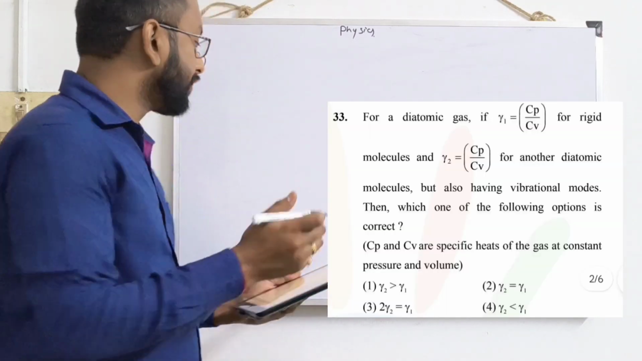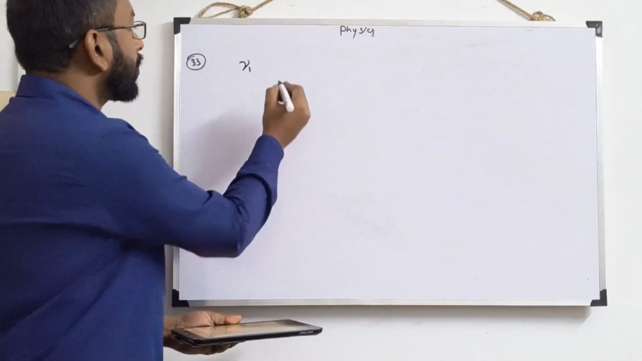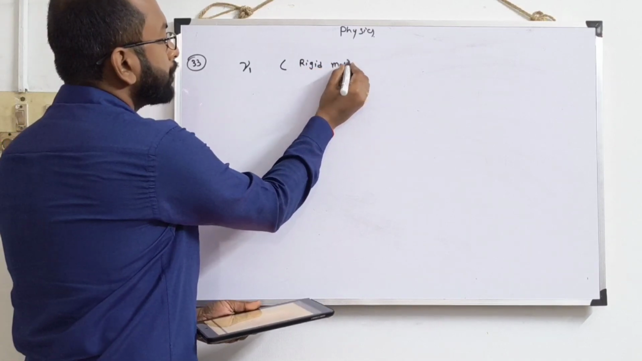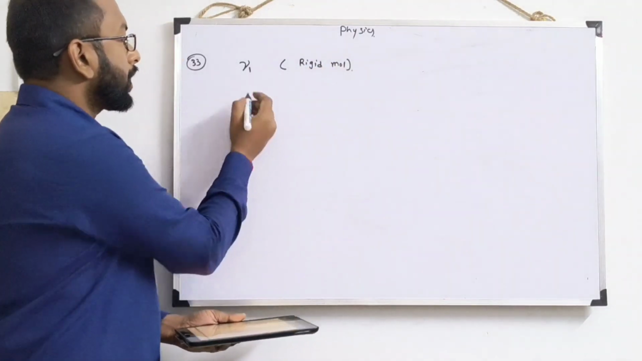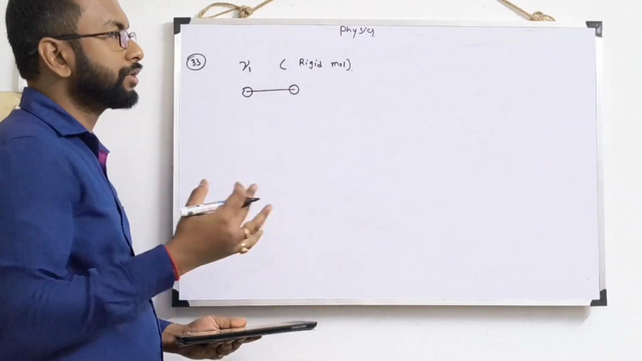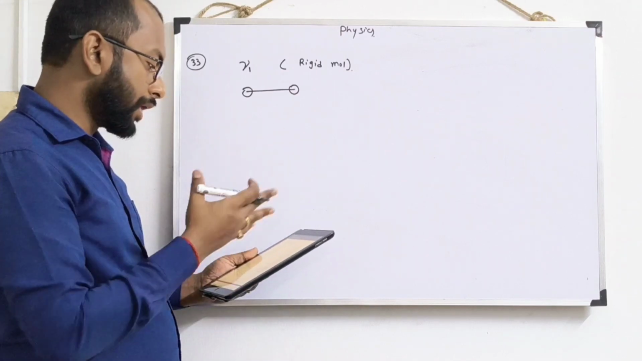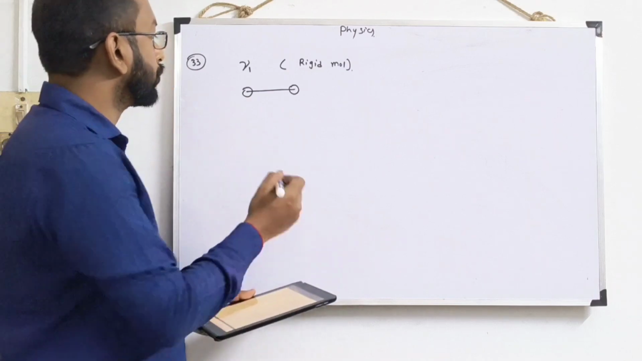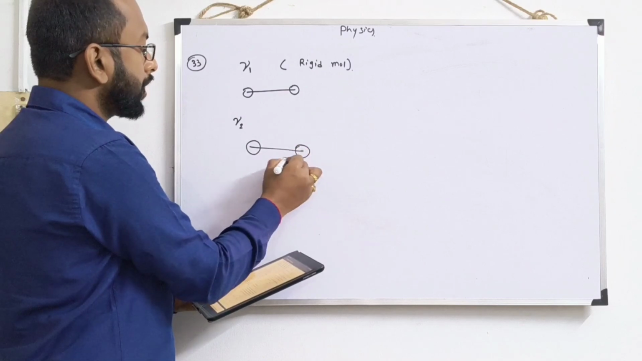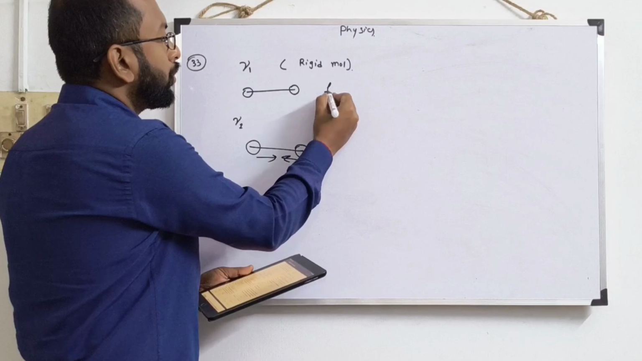For a diatomic gas, if gamma 1 is the ratio of Cp and Cv for rigid molecules, so for rigid molecules, that means in a diatomic gas, the vibrational degrees of freedom will not be considered. Only it is rigid molecules. And gamma 2 is for another diatomic molecule, but it is having the vibrational modes. So in the case of gamma 2, this mode will be considered. They are vibrating. This mode will be added. So here, what is the degree of freedom?